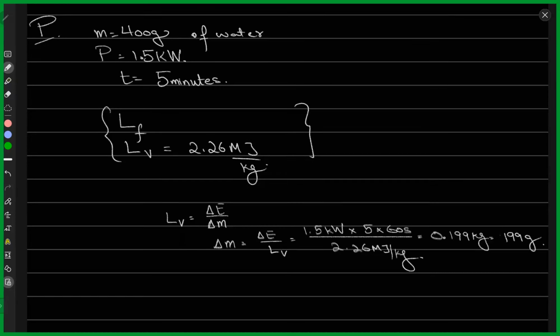What is this 199 grams? What mass is this? Anyone? Yeah, exactly. So this is the mass that has been vaporized. But we were asked what mass of water is left in the kettle. So what would you do? You would simply subtract from the total mass the mass that has been vaporized. So 400 minus 199, and that would give you 201 grams. So this is the mass that was left inside your kettle when you started.